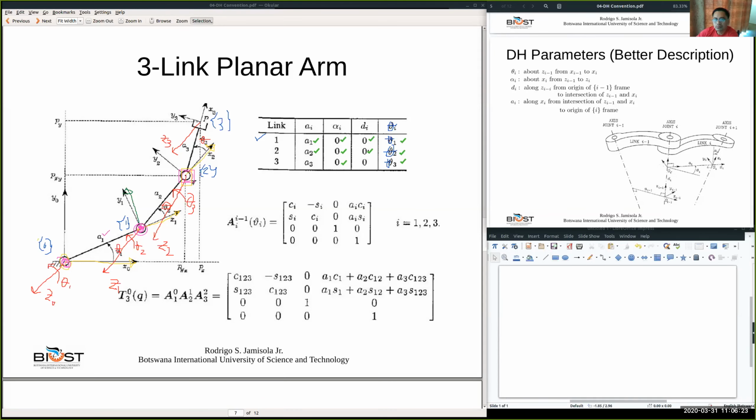Okay, that's also the intersection. The origin of frame 2, which is that, and the intersection of Z2 with X3 is the same point. Okay, and so your D3 is along Z2. There's no distance because those 2 points are coincident. Okay, so this is a 0. It means your D3 is 0. Okay, any questions?